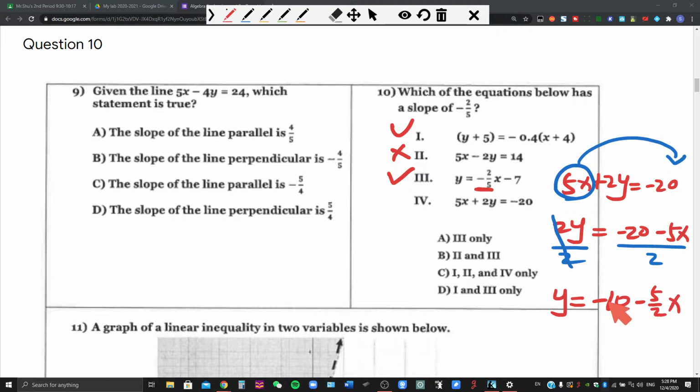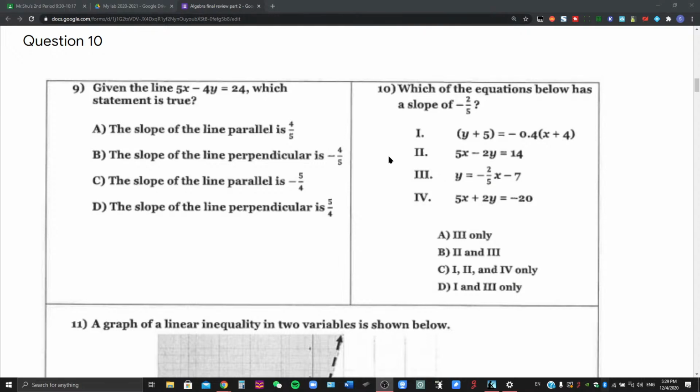Now what is the slope? Slope is the number in front of x, negative 5/2. But it's not negative 2/5. They are different. This is negative 0.4. And this is negative 2.5. So they are different. Therefore, number 4 is not. So 1 and 3. And the answer will be D.